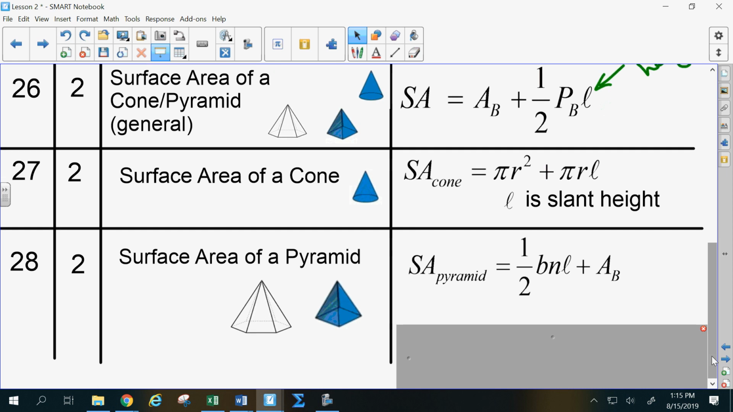So that's it for formulas today. Now we got to start using them. So we're going to switch back to your notes pages. Any questions on any of these? Any of these you aren't sure you got written down correctly? Yes, ma'am.